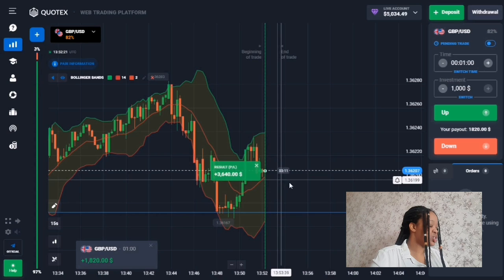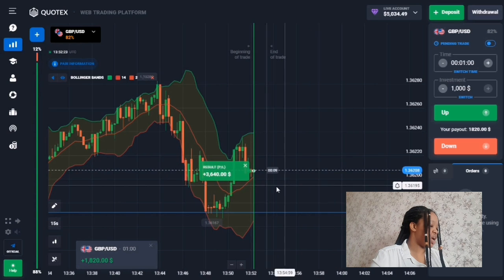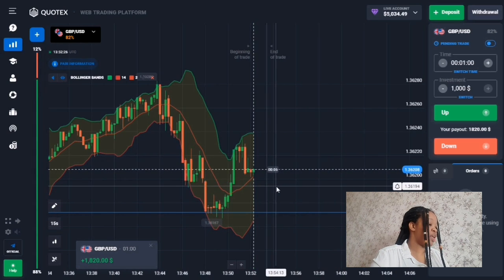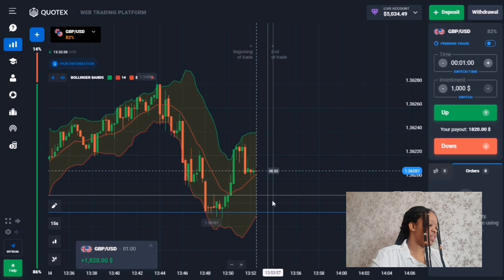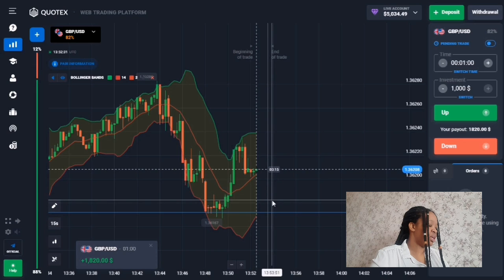Well, analyzing this trade, you can see that the price moved down and this trade is profitable again due to the indicator. My deposit is now $5,000. So I'm thinking I'll open the last trade for today.